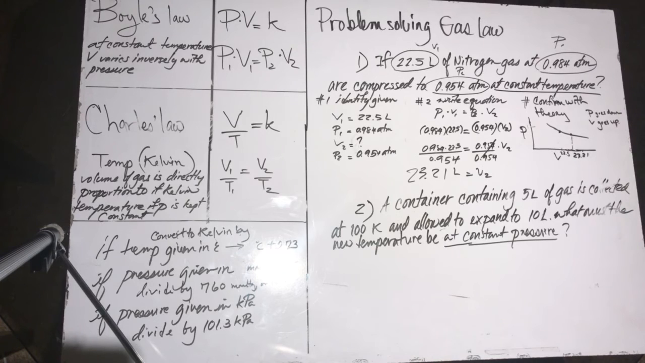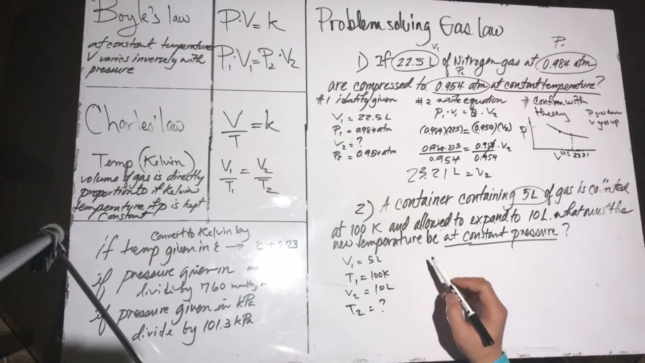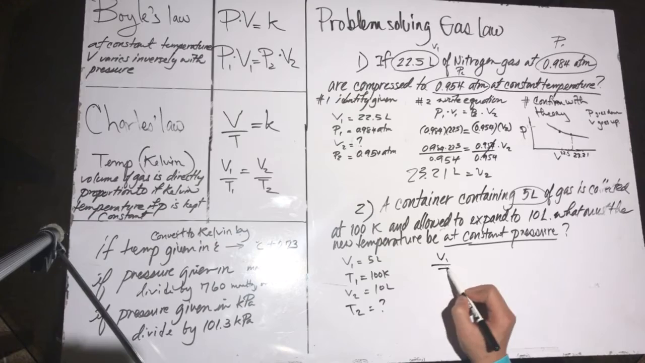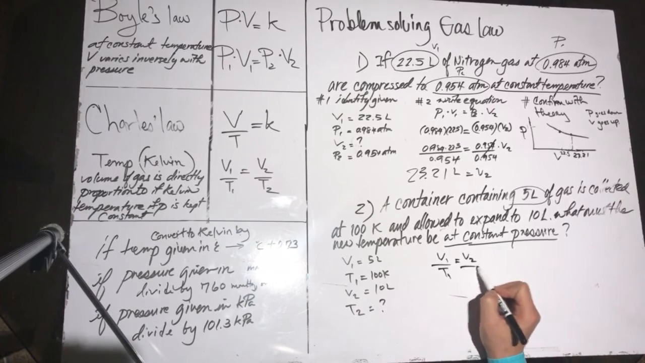A container containing 5 liters of gas is collected at 100 Kelvin and it's allowed to expand. So first step, 5, that's volume 1. T1 is at 100 Kelvin. Volume 2 is at 10. T2 we don't know. So step 2, V1 divided by T1 is equal to V2 divided by T2.